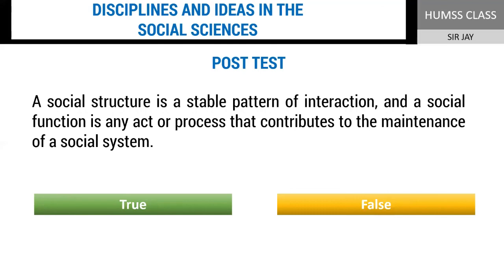For the fourth question, this is true or false? A social structure is a stable pattern of interaction, and a social function is any act or process that contributes to the maintenance of a social system. What is your answer? Great! The answer is true.